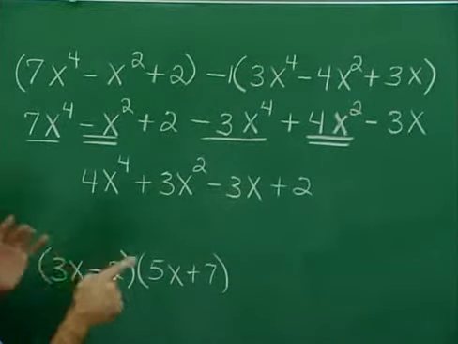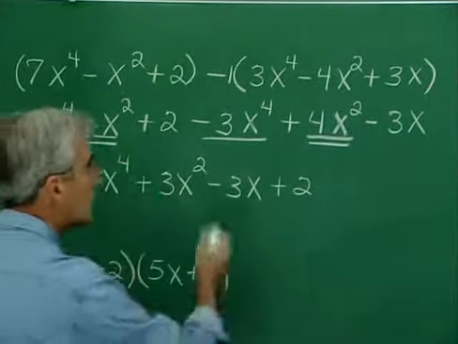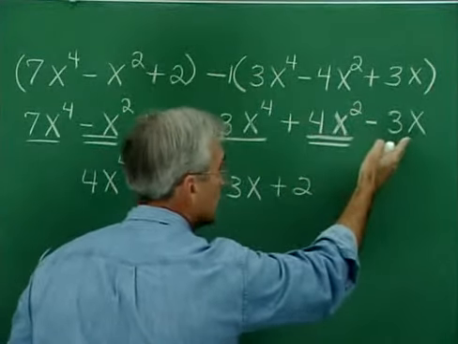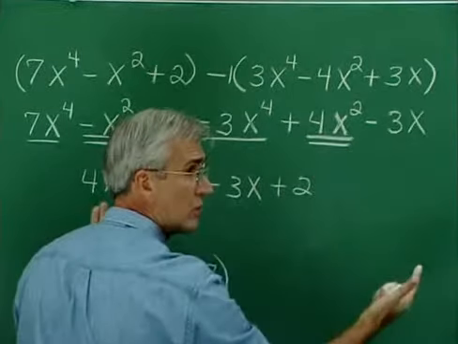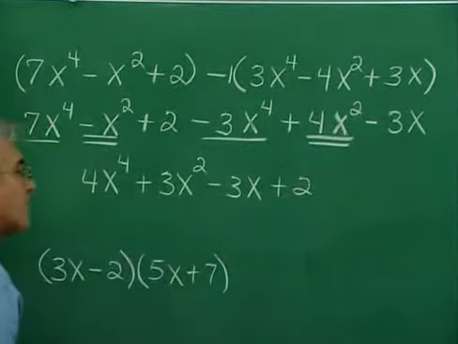Now we look for any other group of like terms. Well, I don't see another constant term other than this one, and I don't see another first degree term other than this one. So we just bring those terms down. We bring down the minus 3x, bring down the constant, and we're done.